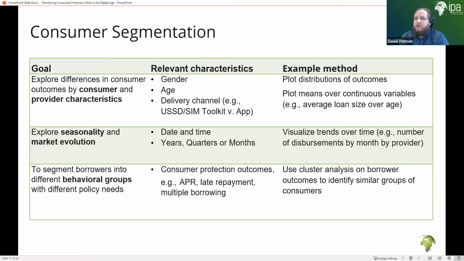We do a couple of things with consumer segmentation, right? So we talk about the segmentation that's kind of better known. So kind of saying we're going to plot means, or we're going to plot distributions by the relevant characteristics. You can look at evolution, as we have a little bit already in this presentation, right? But then there's also a different approach to segmentation that we have in here, which is to look at outcomes and use cluster analysis to break consumers into groups based on how they behave. And so then you can check the demographics of those groups and how they differ, but you could also just think about the policy implications.